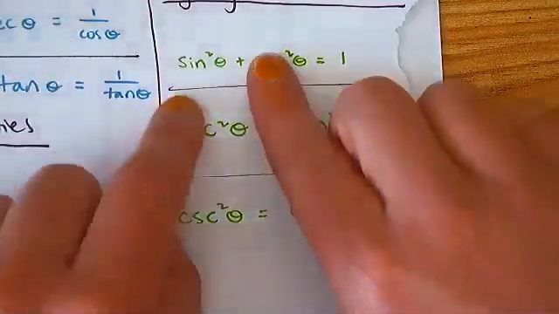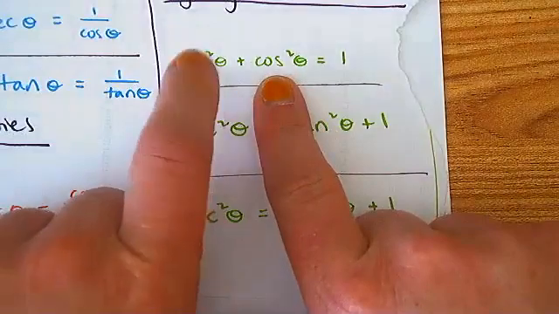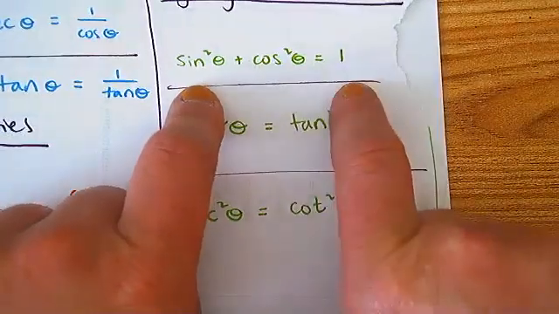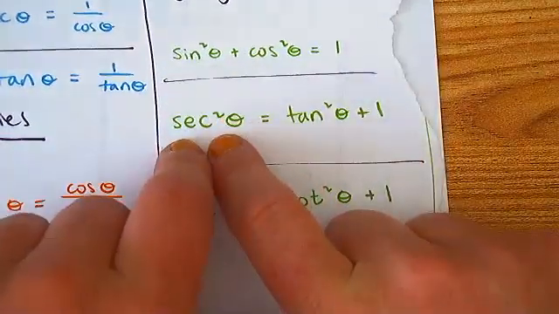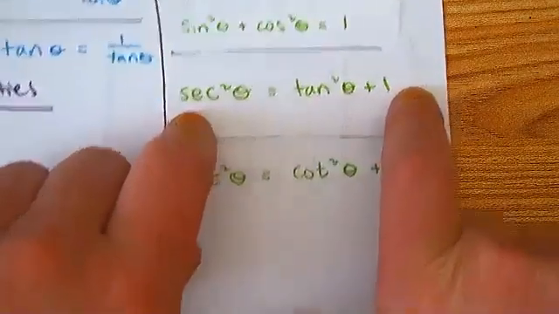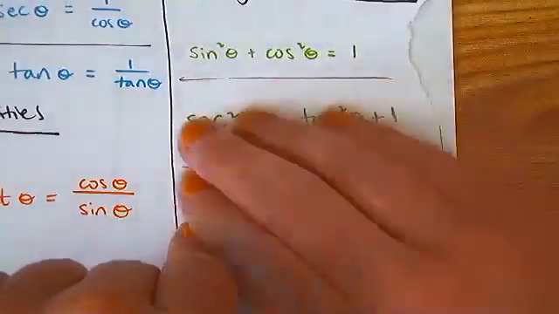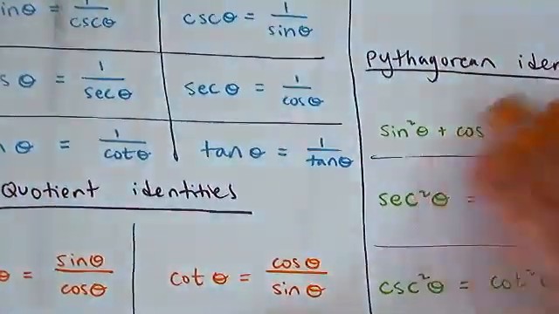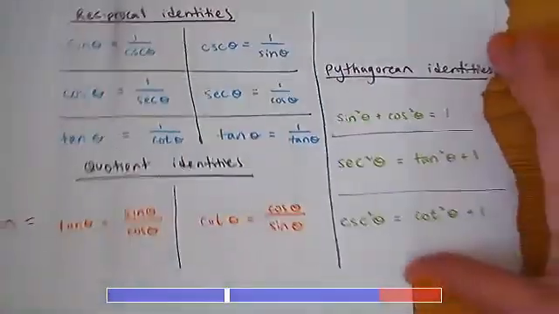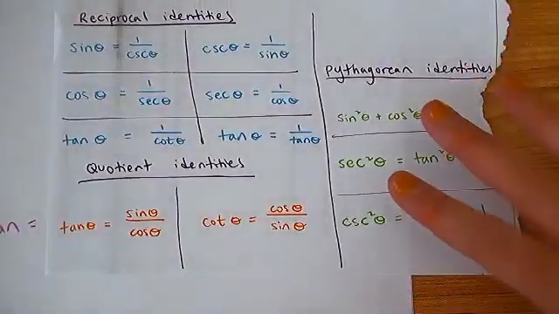So this is a new trig identity. Sine squared plus cosine squared equals 1. Secant squared is equal to tan squared plus 1. And then cosecant squared is equal to cotangent squared plus 1. These are just identities, just like all of these are, which means that anytime you see something that looks like this, you can substitute.